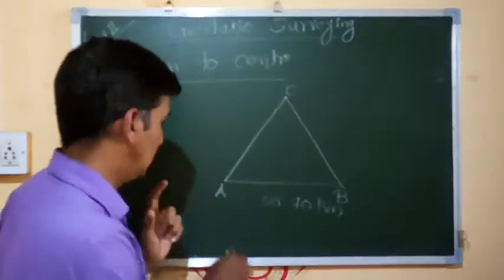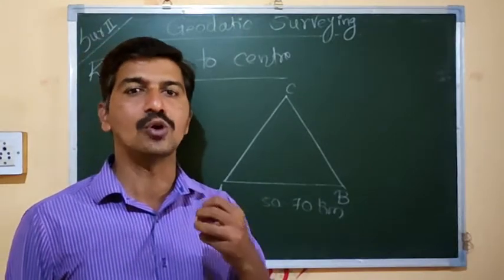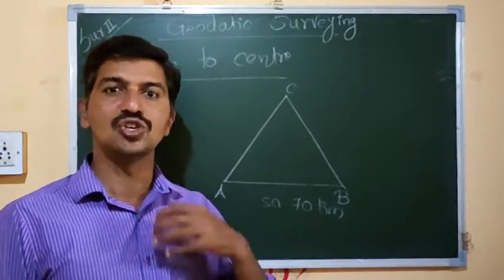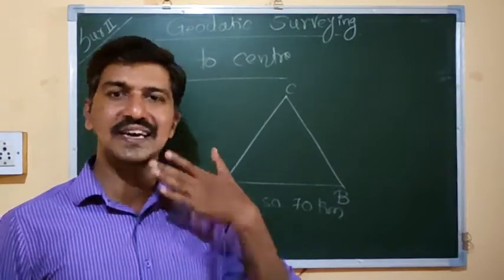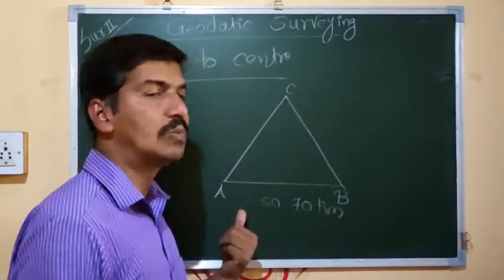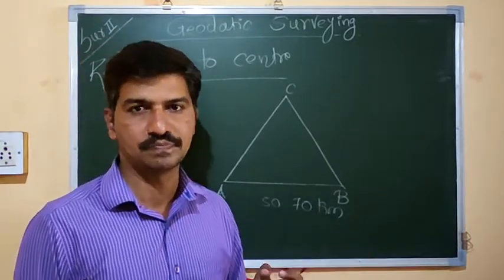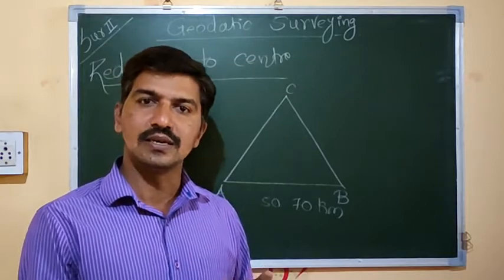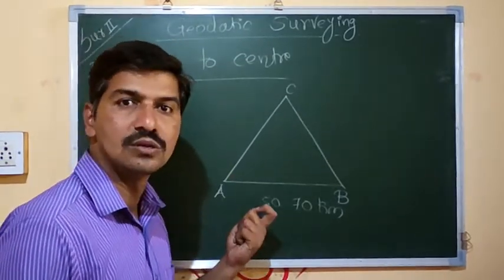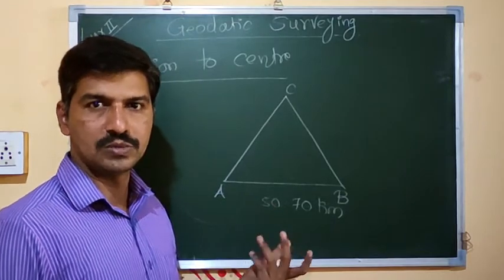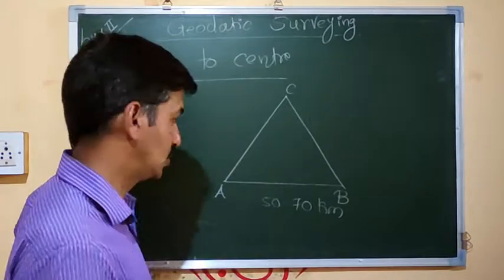Suppose in the vicinity of point A, we have some tall buildings, some church spires, or some temples. If it is readily available in that nearby area, we will take that point as our station. As it is readily available, we don't need to construct a tower, which may again decrease our cost of working for the triangulation system.